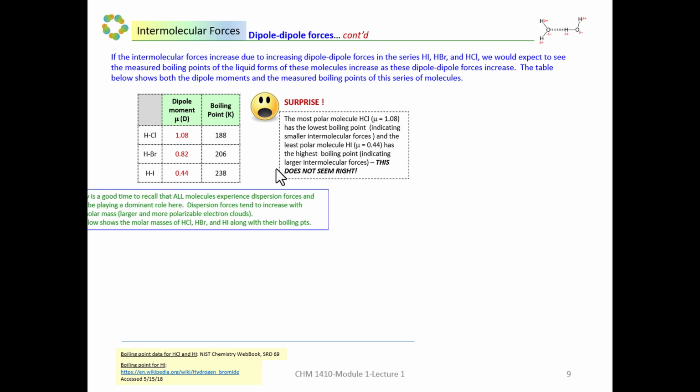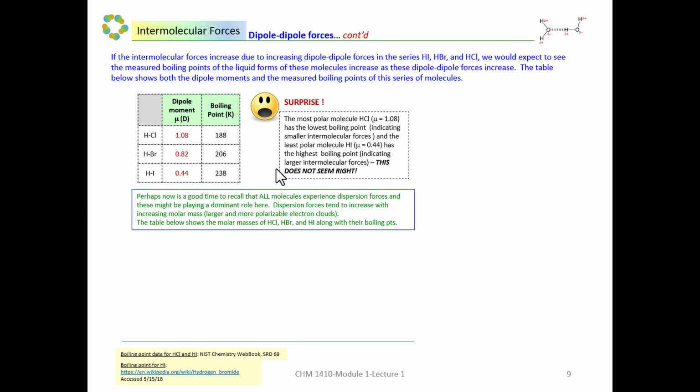Well, perhaps now is a good time to recall that all molecules experience dispersion forces. Don't forget dispersion forces. And these might be playing a dominant role here. Remember, dispersion forces tend to increase with increasing molar mass and larger and more polarizable electron clouds.